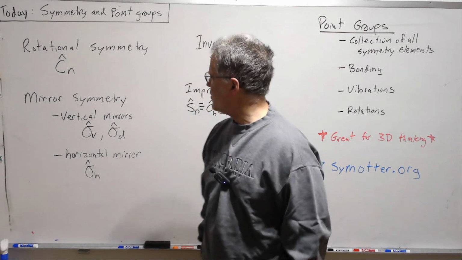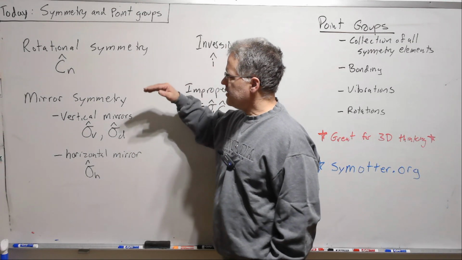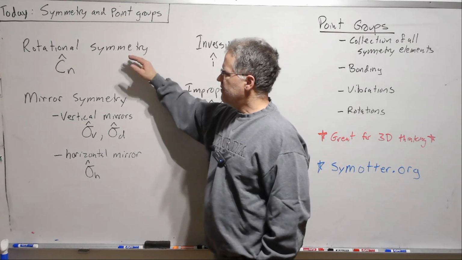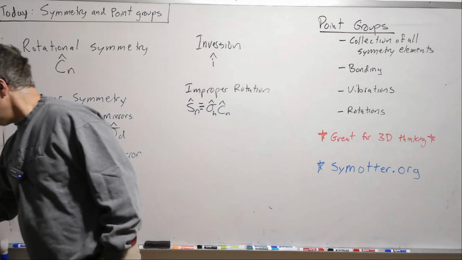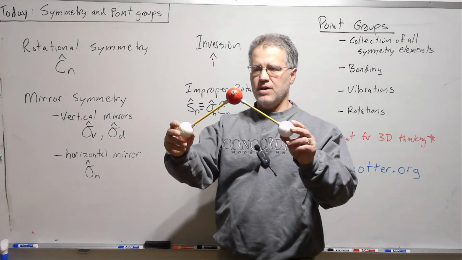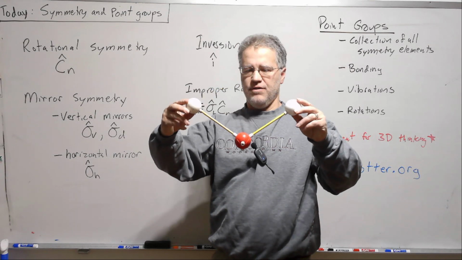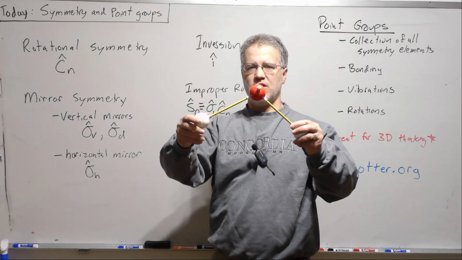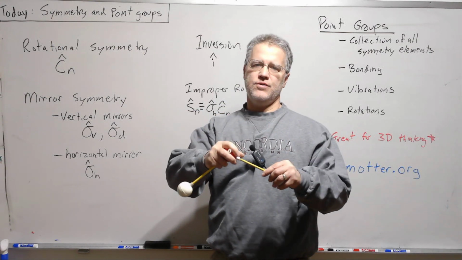So let's start with the symmetry here. There's several basic types of symmetry that we look for. The first is rotational symmetry. So if I have a water molecule here, certainly if I do a full rotation, then the molecule is back to where it starts. And that's what we're looking for with a symmetry.